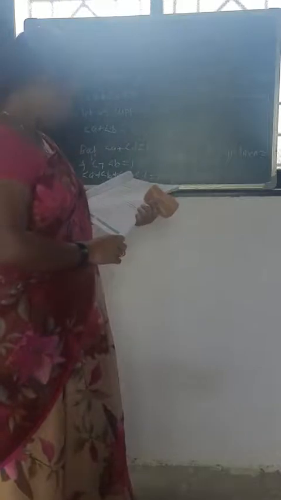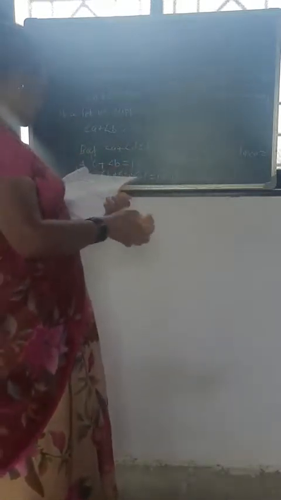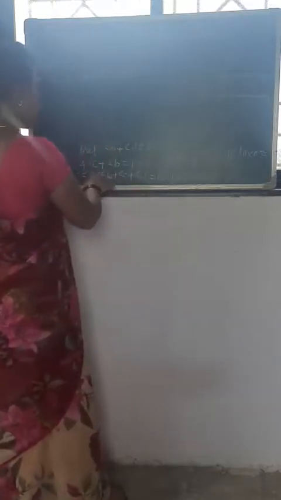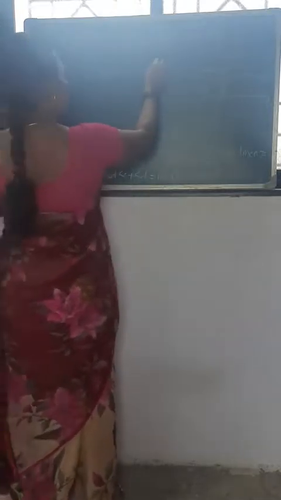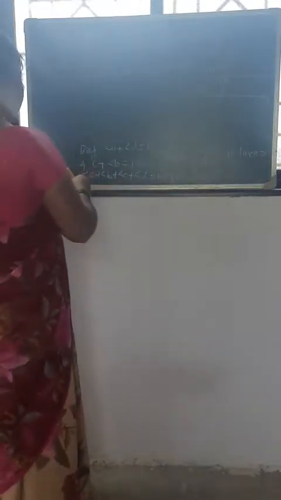Then, rearranging, angle C plus angle D is equal to 360 degrees minus angle A plus angle B. We write angle A plus angle B on the right side.